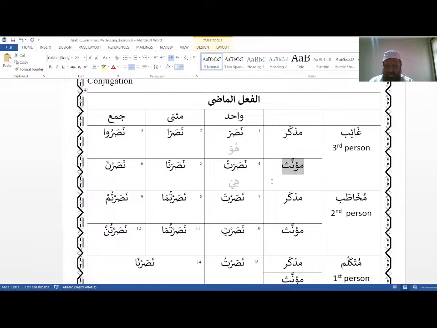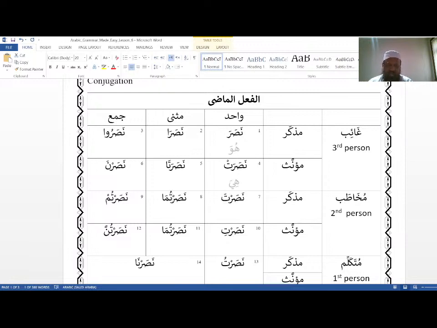Let's go to mu'annas. For nasarat, we've learned the fa'il is here. Nasarata, this ta alif is the fa'il. Nasarna, the noon is the fa'il. Mukhatab, nasarta, this ta is the fa'il. The fatha is there to pronounce, to make it mudhakkar. Otherwise, the ta is the fa'il.